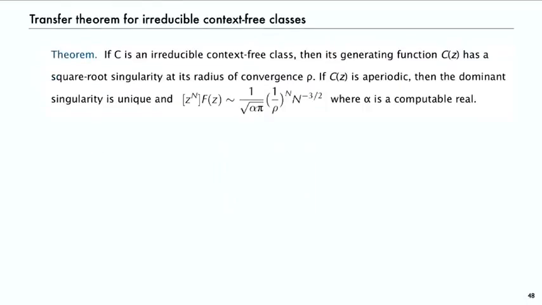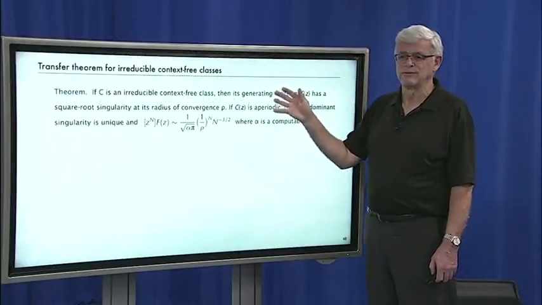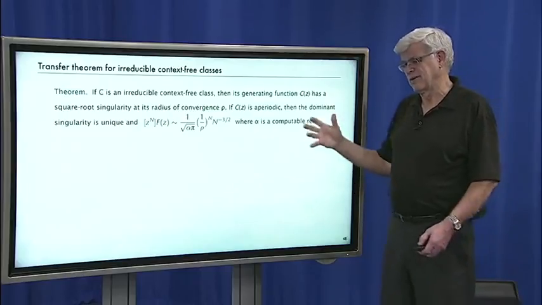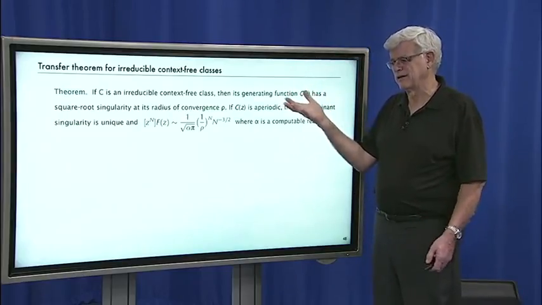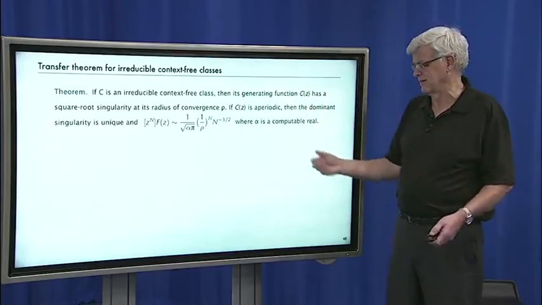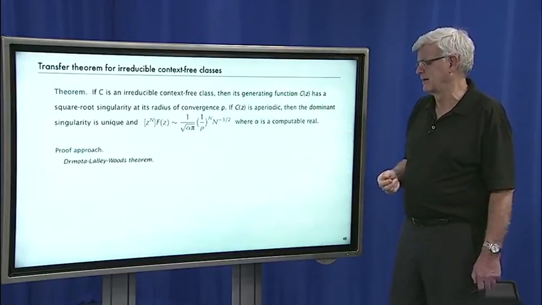And then given that condition, if we have an irreducible context-free class, then the first part of the theorem is that the generating function has a square root singularity. And then there's another aperiodic condition, but then we have a unique dominant singularity, and again we get alpha over square root of pi n to the minus 3 halves asymptotics, where alpha is a computable real. So an amazingly general transfer theorem. Any context-free class is going to have this same asymptotics as trees did. And at a very high level, it's maybe understandable that it would be that way because a derivation in a context-free grammar is kind of tree-like. But still, this is a very deep theorem.